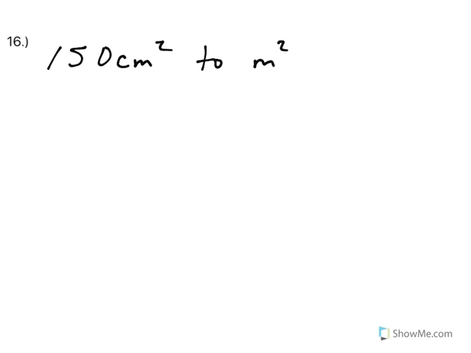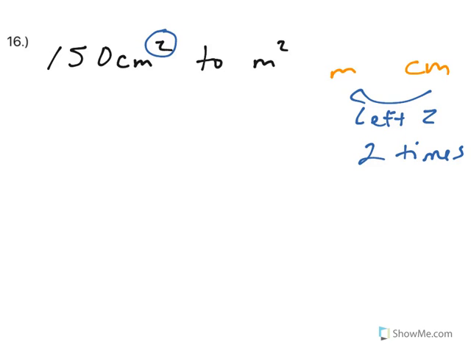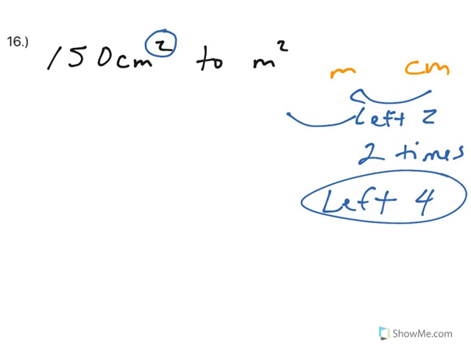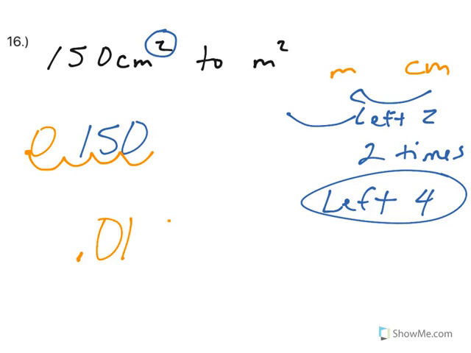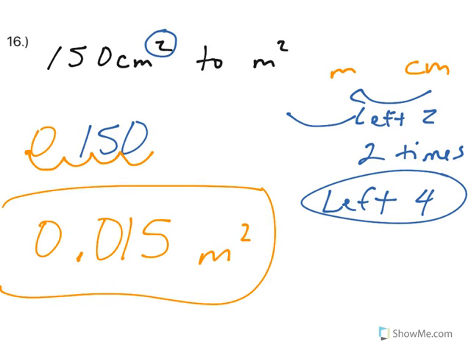Centimeters to meters. Okay, so if you look at your cheat sheet, to go from centimeters to meters, you're going to go left 2. That's the problem I was looking at before. But it's squared, so we're going to do that 2 times. And if you go left 2 and then left 2 again, you're going over a total of left 4. So when I take 150, I go 1, 2, 3, 4. I end up with 0.015 meters squared for my final answer.